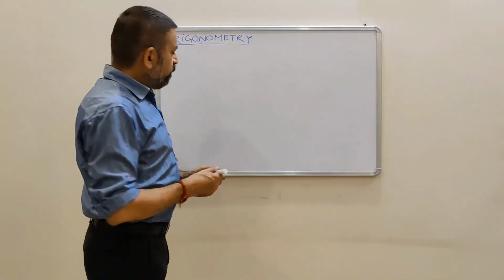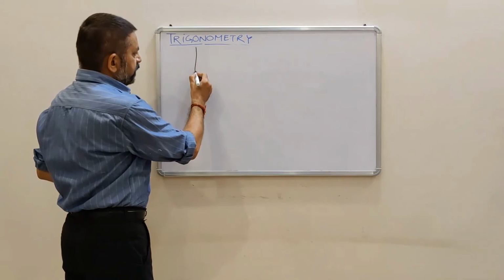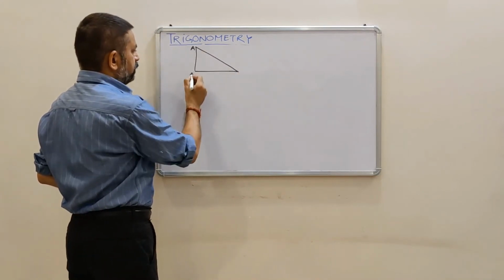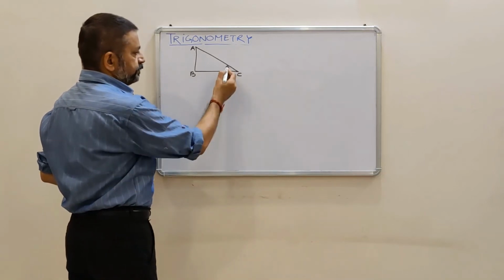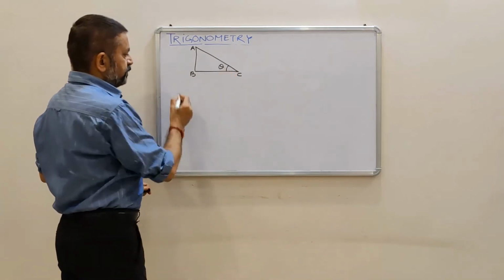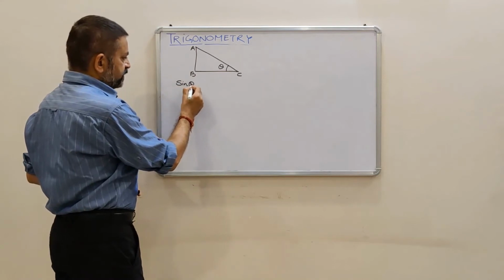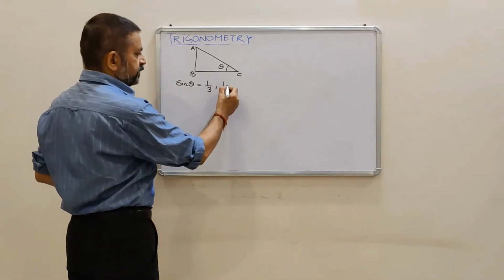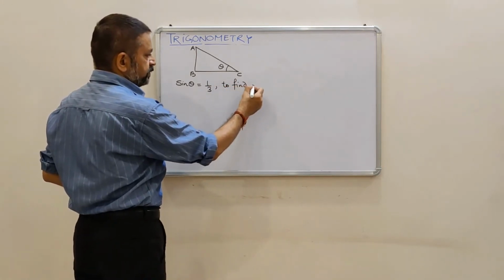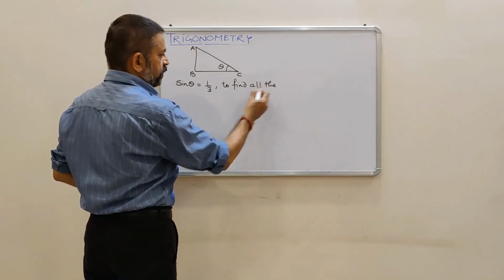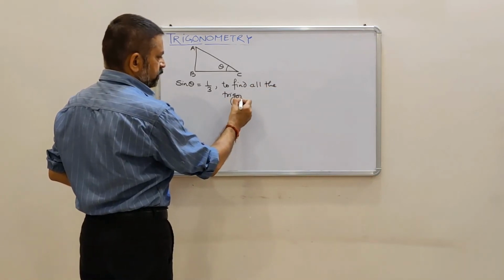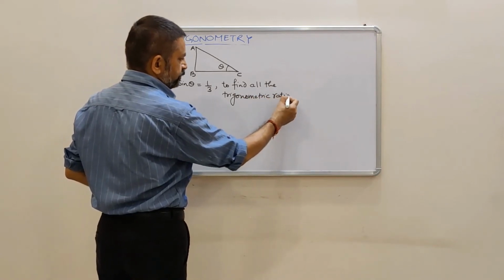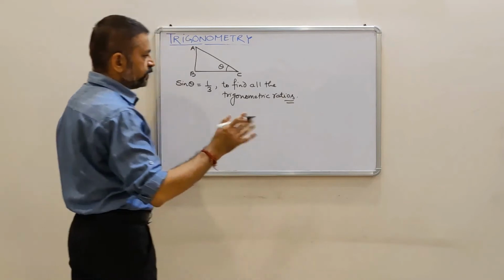So I'll take one example. We have one triangle ABC. This angle is theta, and it is given that sine theta is equal to 1 by 3, and the question asks us to find all the trigonometric ratios. How to do this now?